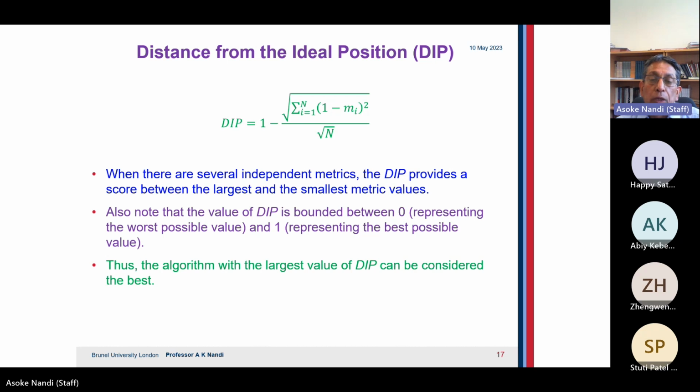And then we have to make sure that 0 means the worst and 1 means the best. And that's why we need the 1 minus here. So this 1 minus and dividing by root n are to make them all look the same. That's all. The main thing is this numerator. The others are to make sure they look the same. And so we now have two new algorithms, DO and DIP.